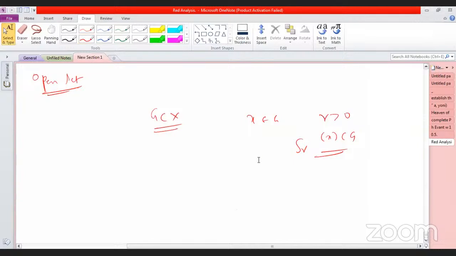But if x belongs to R, a set having a single element is not open, because for any r greater than 0 we are taking here, the sphere S_r(x) is x minus r to x plus r. Why are we writing this? Why are we writing?